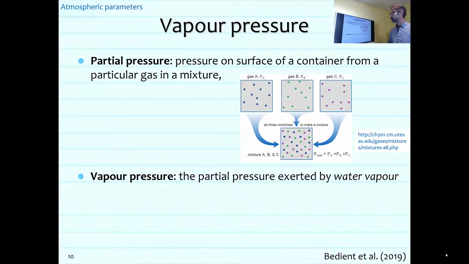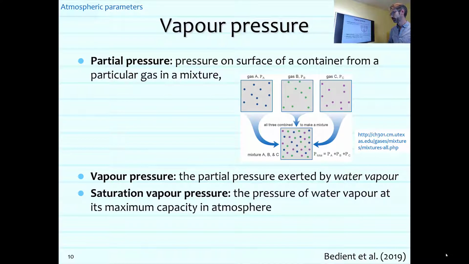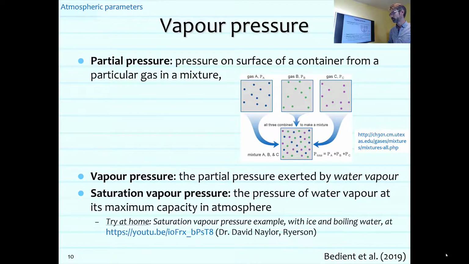Vapor pressure is the partial pressure that's exerted by water vapor. Saturation vapor pressure is the pressure of water vapor at its maximum capacity in the atmosphere. Now, if you're interested, you can try an interesting example at home that shows you the effect of saturation vapor pressure. The YouTube link is here if you'd like to try that.